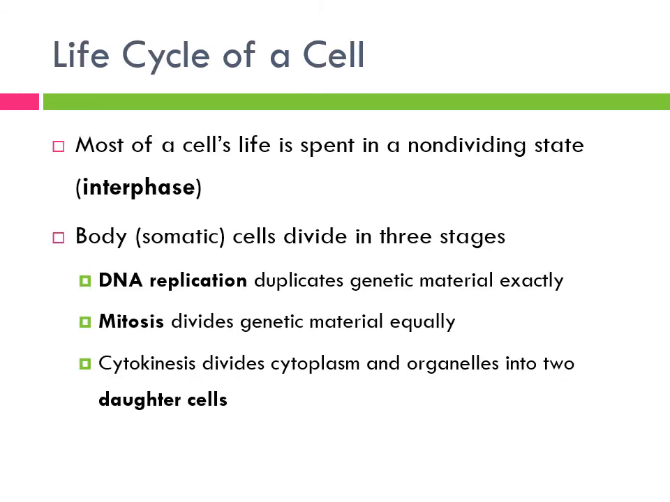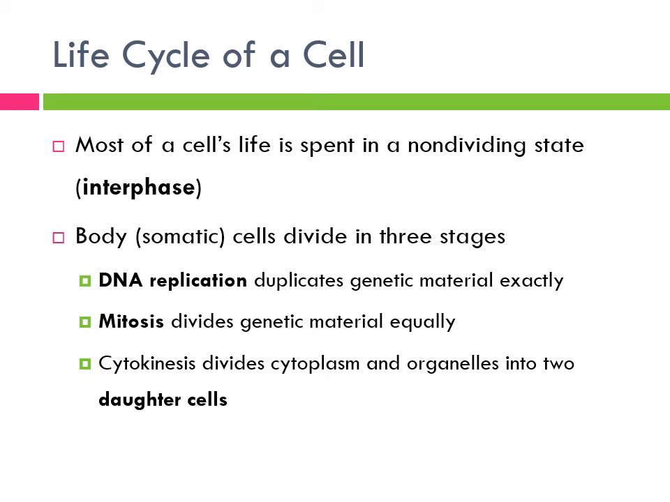So the last thing we're going to talk about is the life cycle of a cell. We're not going to spend a ton of time on this, but our cells do divide, and so our life cycle is from when a cell becomes a cell until it divides and becomes two cells. Most of our cell's life is spent in a non-dividing state, which is interphase. But our cells do divide to create new cells, and that division happens in 3 stages.